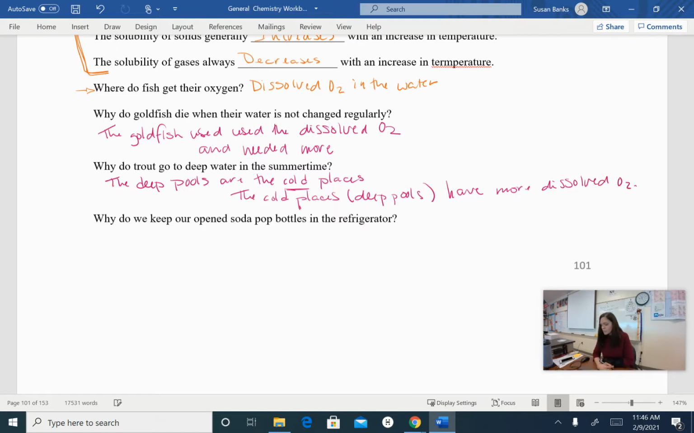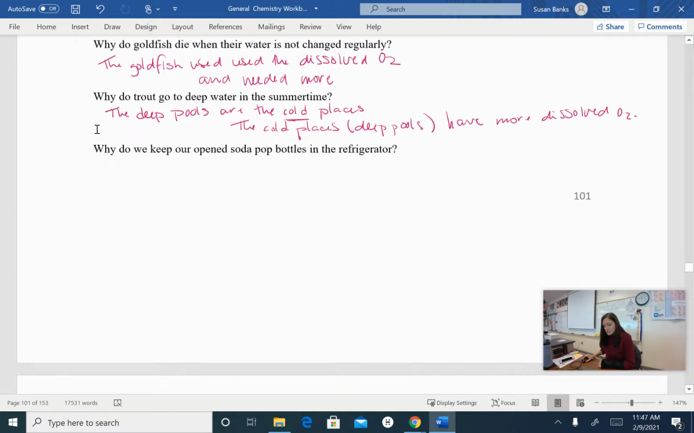And because they have more dissolved oxygen in them, that makes it easier for the trout to breathe. If you've ever put trout into warm water, they die pretty quickly because they suffocate. They don't get enough oxygen. Trout actually need a lot of oxygen because they're a very fast fish, and because of that, their muscles burn up a lot of oxygen. So they need a lot of oxygen.